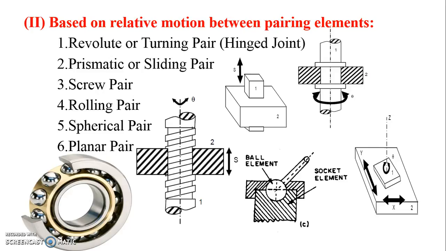In case of planar pair, if we consider element 1 as shown in the figure and element 2, the relative motion between element 1 and element 2 is on the same plane. If we consider the xy plane, the relative motion will be on the same plane. Such a type of pair will be called a planar pair.